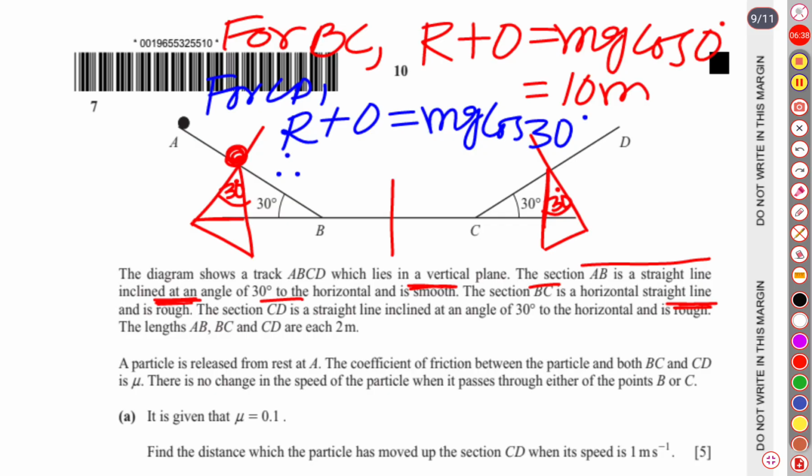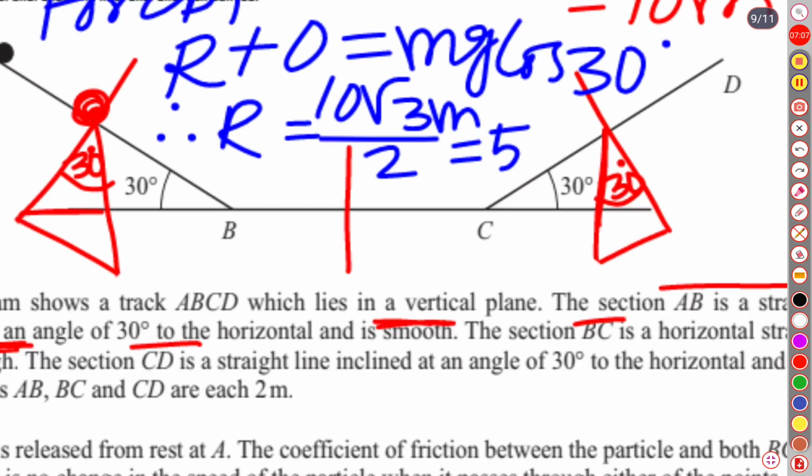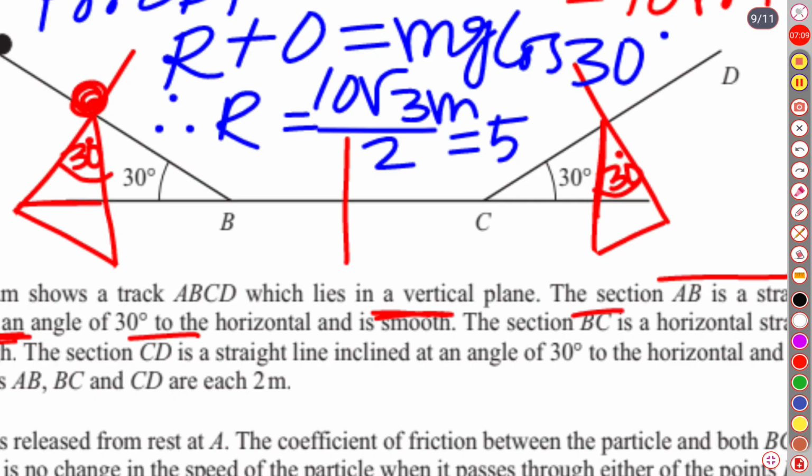So hence our second normal reaction R is going to be m, the mass, times acceleration due to gravity g, which is 10, times cos 30, which is root 3 over 2. So 10 times root 3 over 2 times m. That means it is 5 root 3 m. 5 root 3 m is the second normal reaction.